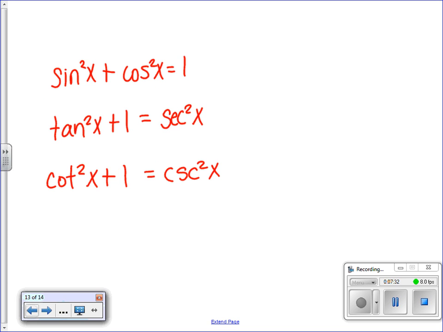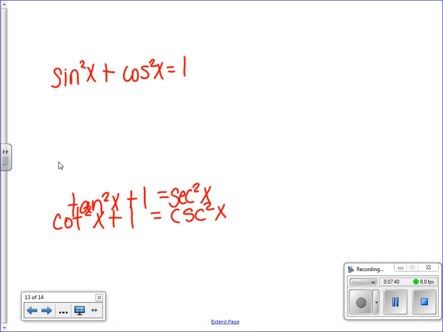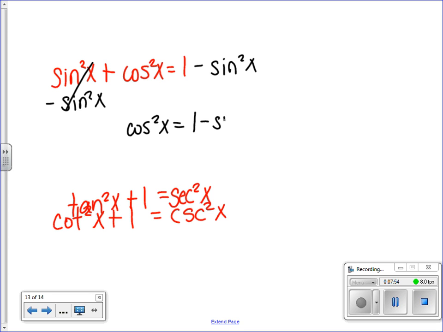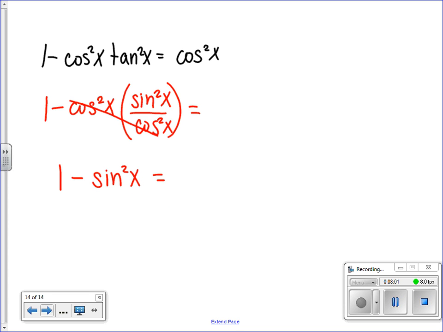Okay, if you look back at this, right here, what does 1 minus sine squared x equal? So, 1 minus sine squared x equals cosine squared x. You did it. Check it out. Special identity.